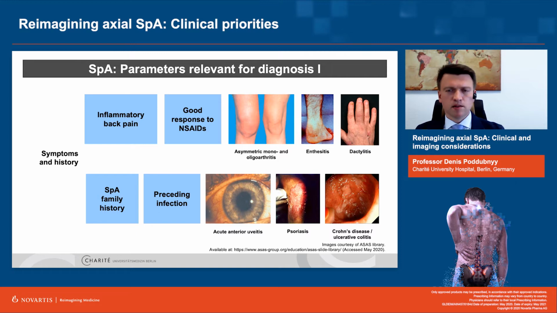Not surprisingly, the parameters we use to classify patients we use also to make the diagnosis. But what we do with these parameters is different. So if we look into the diagnostic and classification spondyloarthritis parameters within symptoms and history of the patient, we look at inflammatory back pain, good response to NSAIDs, presence of peripheral manifestations, family history of spondyloarthritis, preceding infection, which is more relevant for peripheral SpA, and some extra-articular or extramusculoskeletal manifestations; they do play a role.